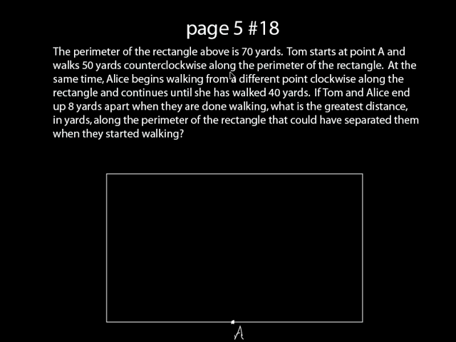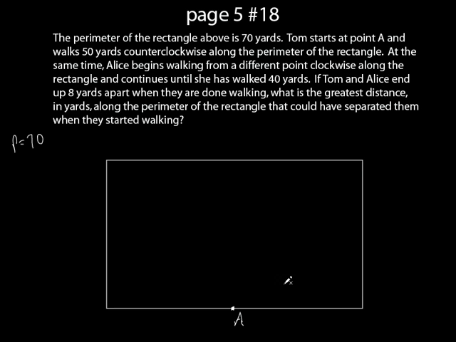It says the perimeter of the rectangle is 70 yards. So I'm just gonna write it in here just so that I know. So perimeter is 70. So the distance around the whole thing obviously is 70 yards. Tom starts at point A. Alright, so here's point A right here. In fact, let's not even call it A now. Let's just call it Tom. This is where he starts.